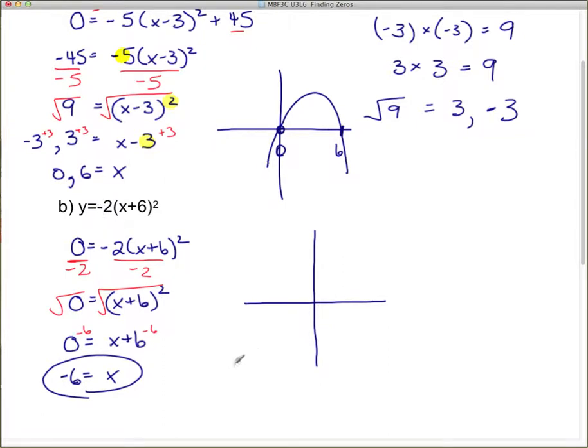Now I'm going to do a quick sketch here. We've got a negative, so it's upside down. So it's going to look like this. It's just going to touch here at -6, and it's going to open down. It's going to be a little bit skinny because it's got a 2 there. Okay, so this is just a rough sketch. And that's it for this video.